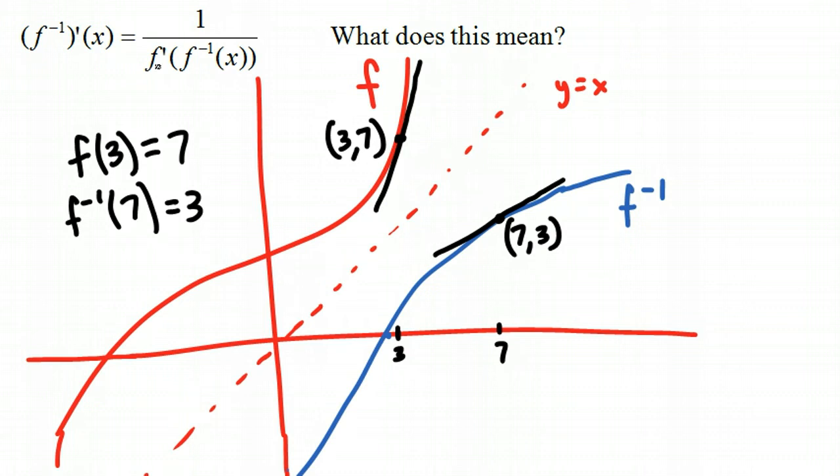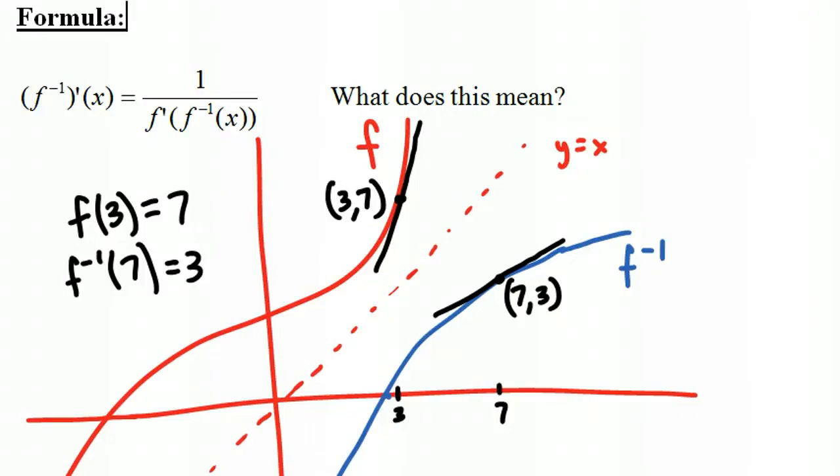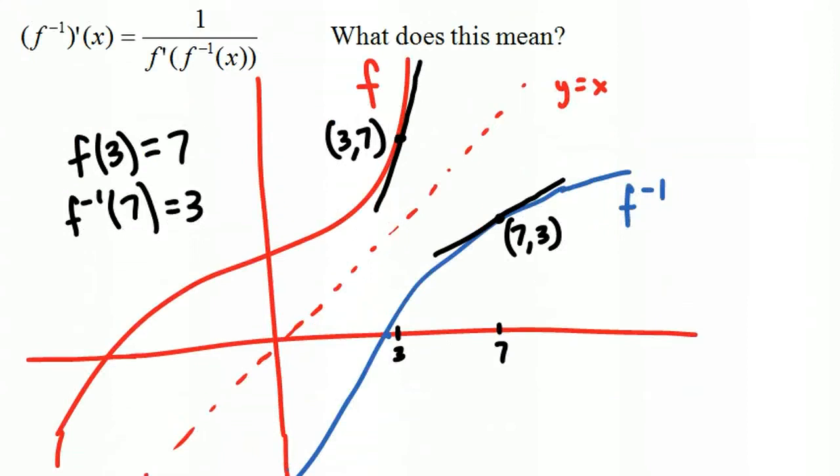But what this formula up here is going to tell us is that the slopes of these two lines are reciprocals of each other. If this line has slope 5, then this line would have slope 1/5. These slopes are reciprocals of each other.